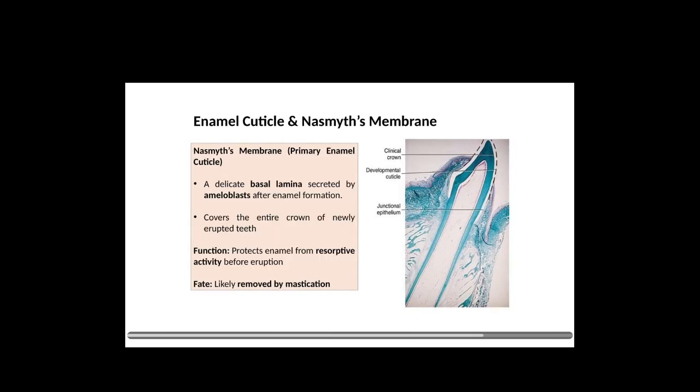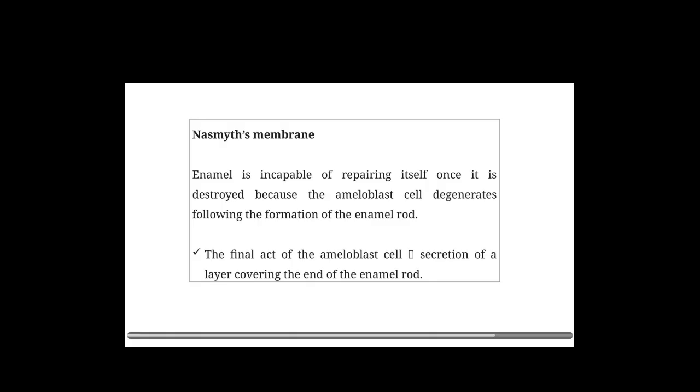Nasmyth's membrane, or the primary enamel cuticle, is a delicate basal lamina secreted by ameloblasts post-enamel formation. It covers the entire crown of newly erupted teeth, protecting enamel from resorptive activity before eruption. Typically, it is removed by mastication, leaving the enamel vulnerable to external factors.